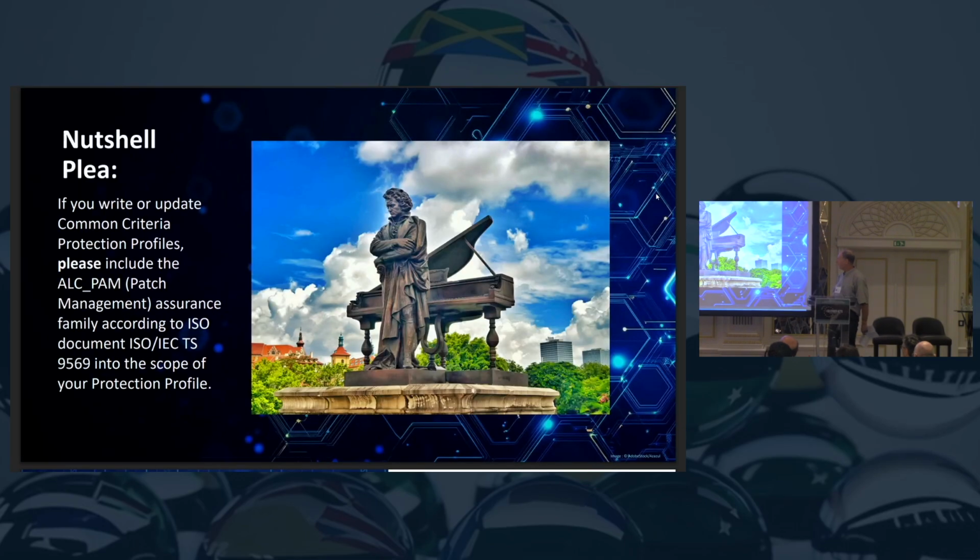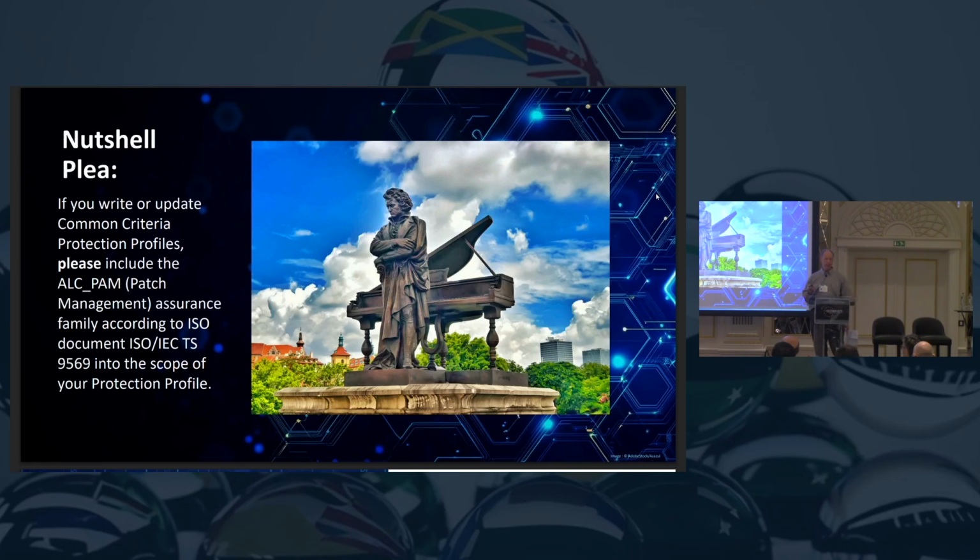Anyway, if I just had to shorten my message today to just one core message, I decided in the preparation of this presentation to bring this in the very beginning of my presentation, and that is, if you write or update common criteria protection profiles, please include the assurance family ALC-PAM. That's the one that is defined in the ISO document into your protection profile.